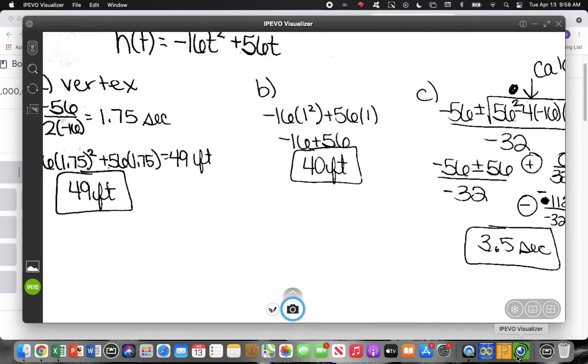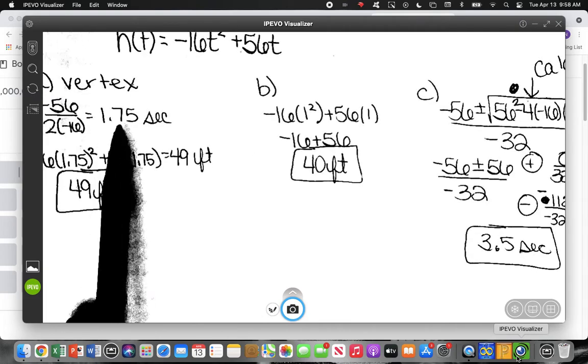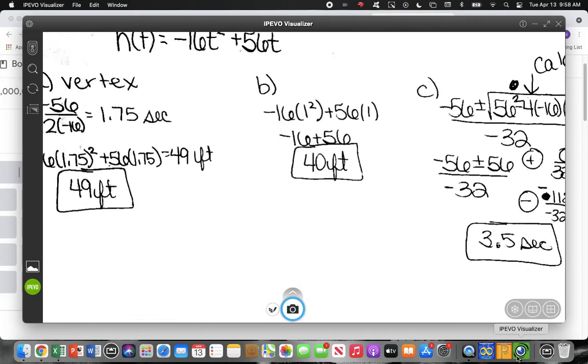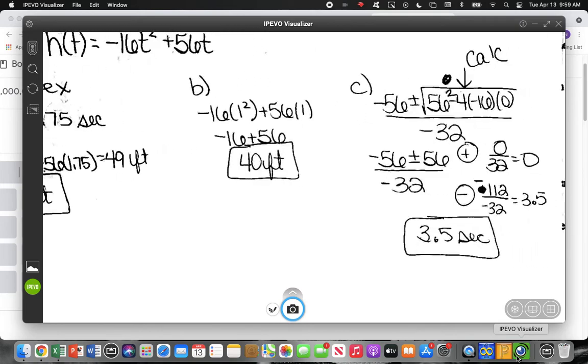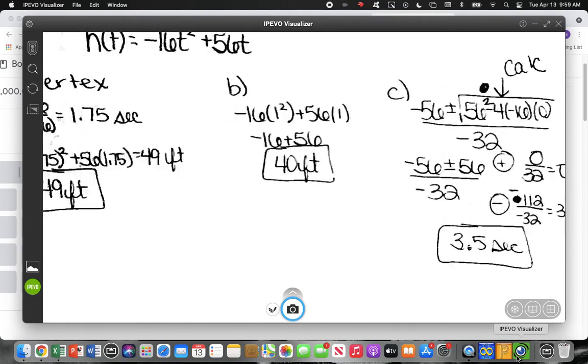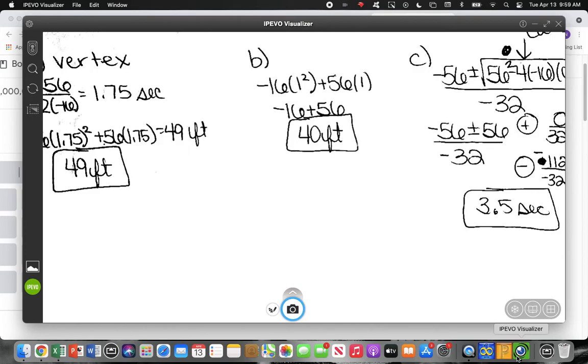So after that first second, it takes 1.75 seconds to hit the maximum. So this is on its way up, so it's a little bit less. And then with the quadratic formula, your two solutions are 0 and 3.5. So that tells you we definitely go with the one that tells you how far. It doesn't take 0 seconds.